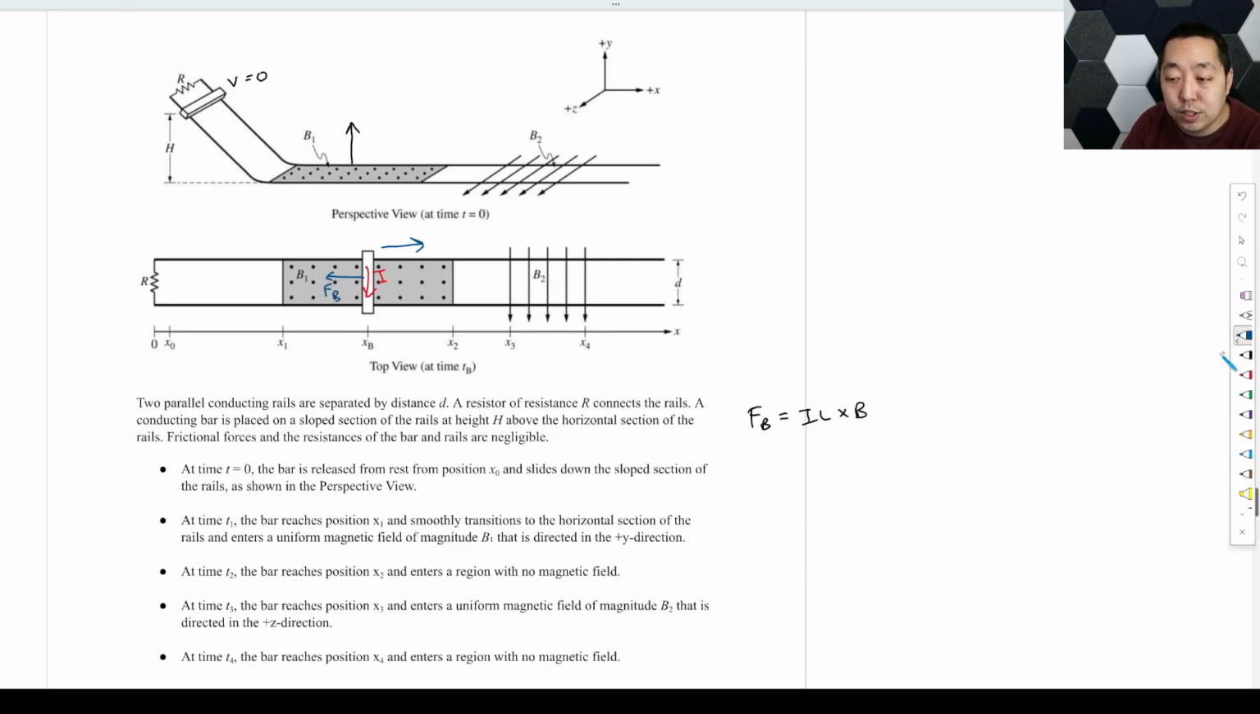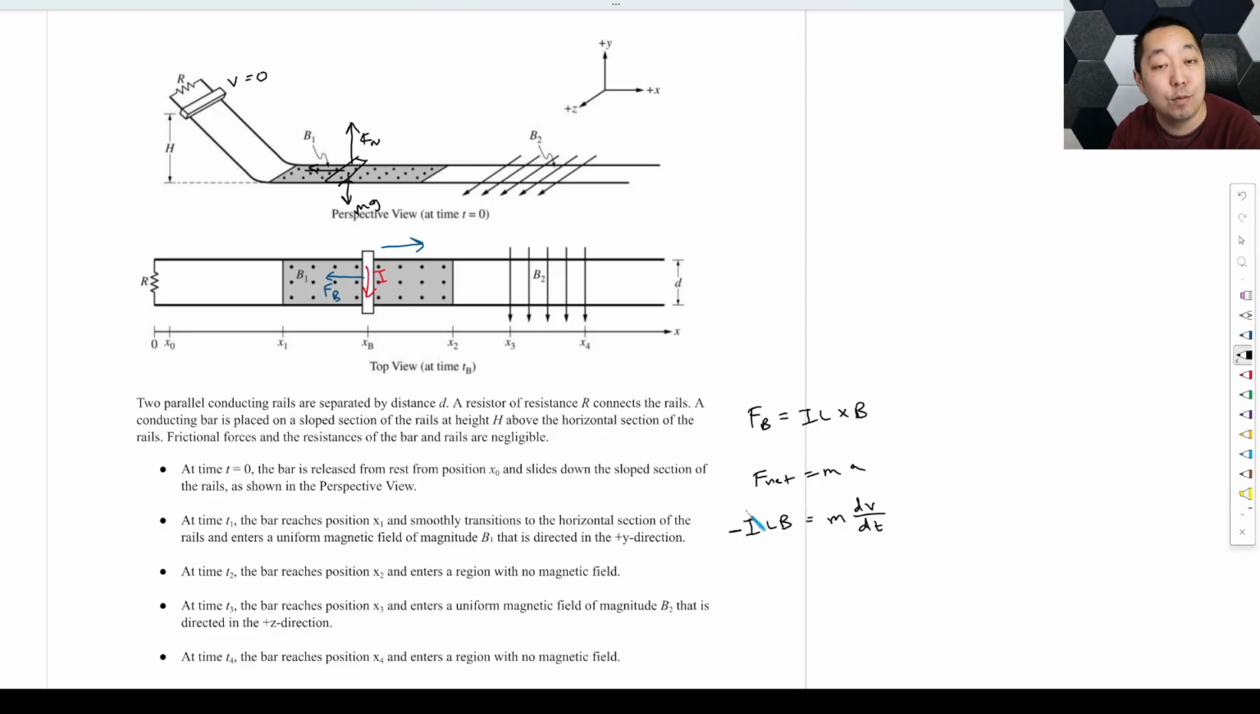If we look at our forces, that's the only force acting on it because it's an aerial view. If you draw the bar here, technically there's gravity and normal force, but in the x direction, we only have this force. So that force is equal to F net equals ma in the x direction. We have this net force, which is going to be ILB, and it's going to be negative because it's pointing left, is equal to m times the acceleration, which is dv dt. Now we need to figure out what this ILB stuff is.